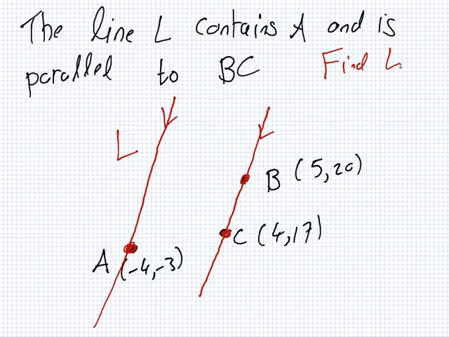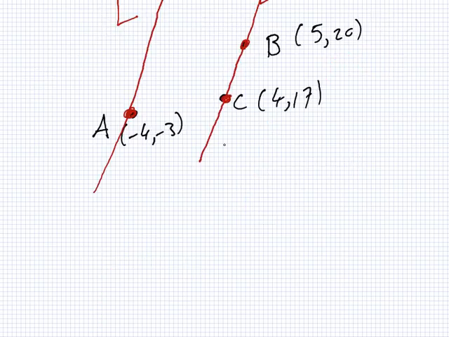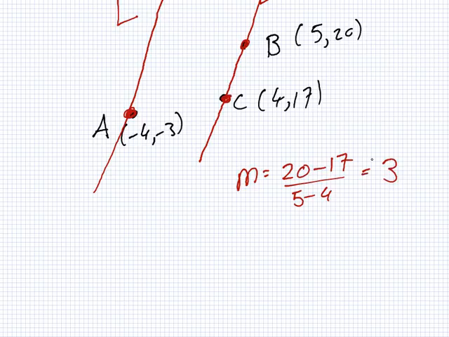All right. Shall we have a look at this now? We all have an answer? So it's a little bit different. What do you need to do first this time? Find the gradient. Yeah, you have to find the m for B to C, which is okay because you have a formula for that. Let's write it down here. So here, m would equal 20 minus 17 over 5 minus 4, which is just going to be 3.